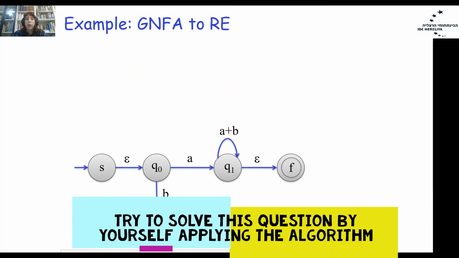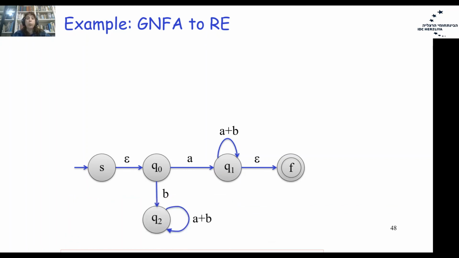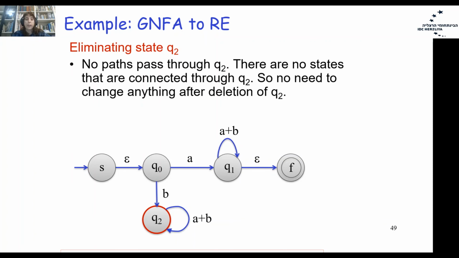Let's do an example. So we have a generalized FA and we want to compute the regular expression of this automaton. We will use the elimination algorithm, and first we will eliminate the state Q2. When we eliminate the state Q2, there are no paths through Q2 to other states. Therefore, we don't need to do anything. The deletion of Q2 can be done without adding any new information to the edges of the automaton.